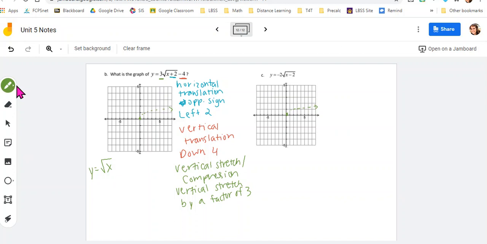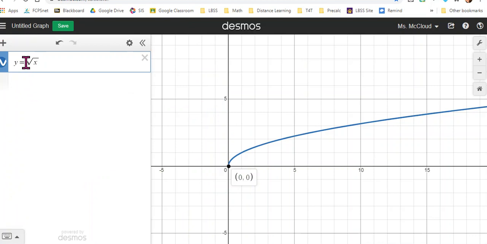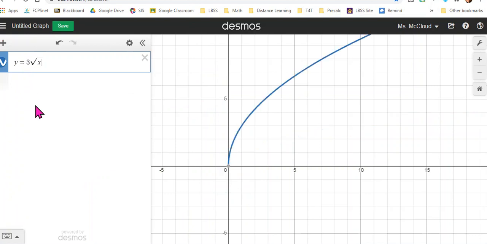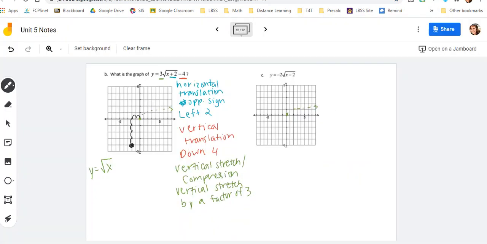So now when we go to graph this, the first thing I'm always going to look at is the vertex. So the vertex was at the origin, but it's shifted left 2 spaces and down 4. So this is going to be my new vertex. And then it's going to go off to the right, but I want to see what that vertical stretch is. So I might graph it first on Desmos to see. So we have 3 and +2 -4.